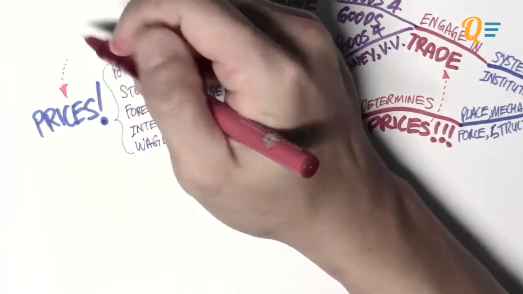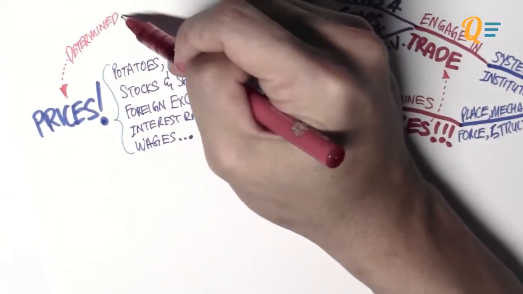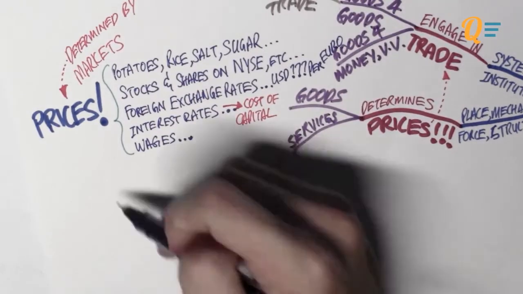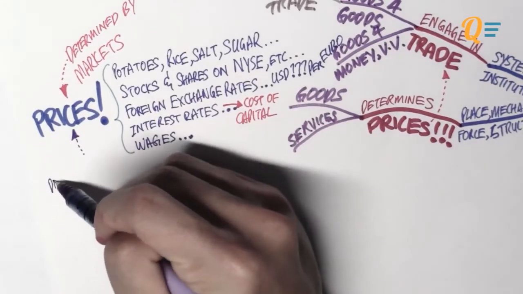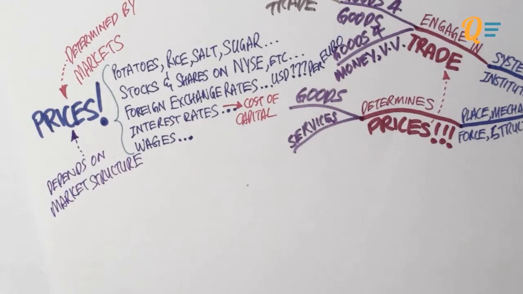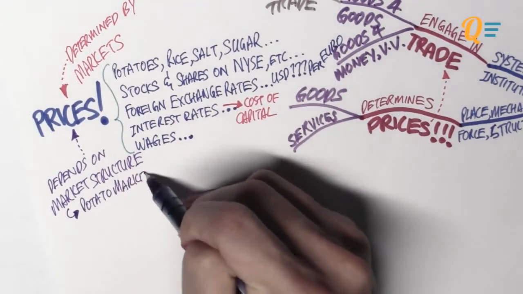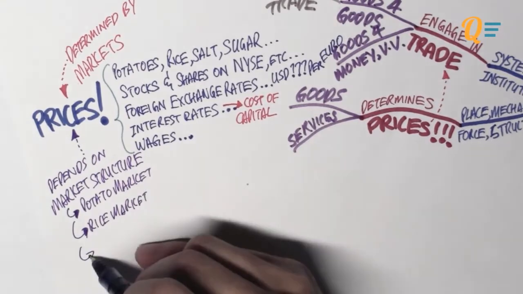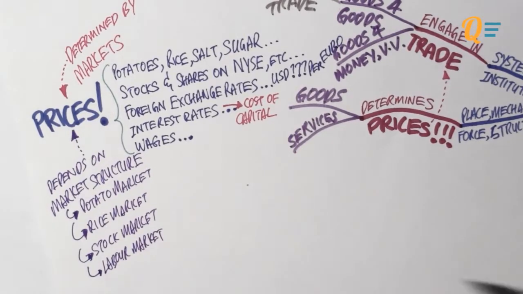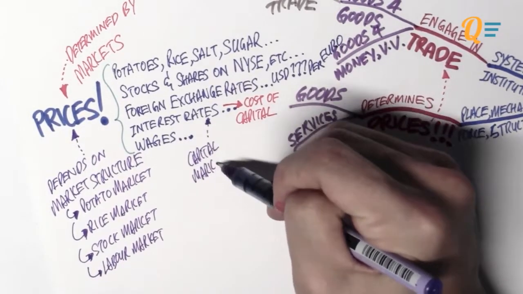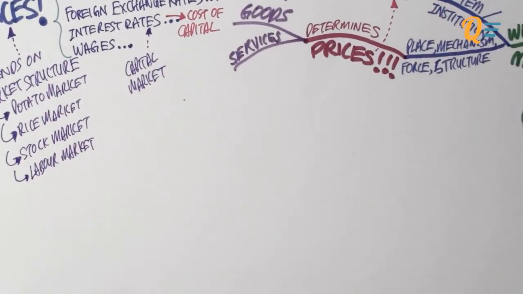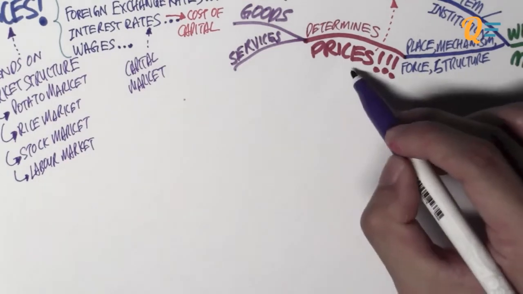As you can see over here, prices are determined by the markets through trading activities. The price that is determined by the market also depends on what the market structure is. So it depends on the structure of the potato market, the structure of the rice market, stock markets, and even your labor market, which determines your wages. And your interest rates, because it's a cost of capital, I think you will be able to anticipate that it is determined in the capital markets. We can also call them the financial markets.